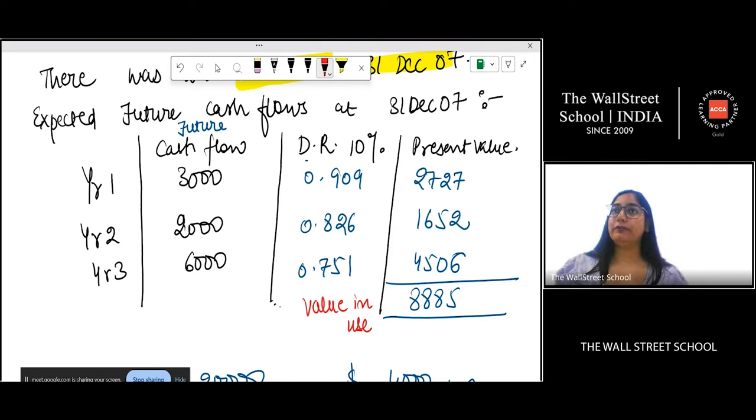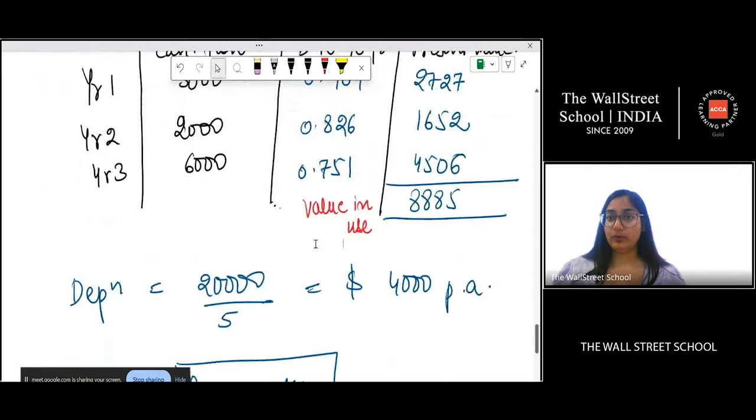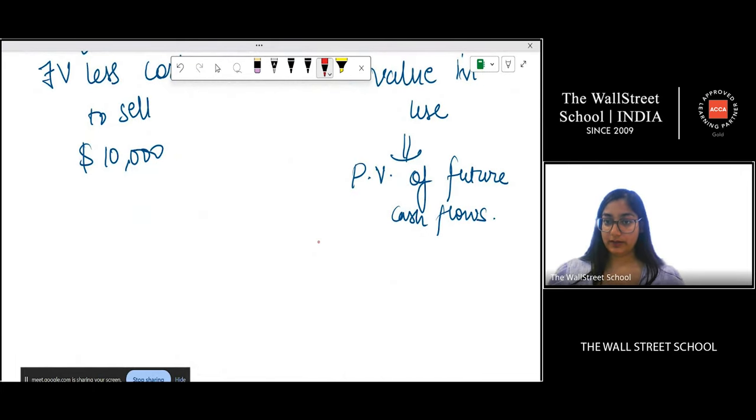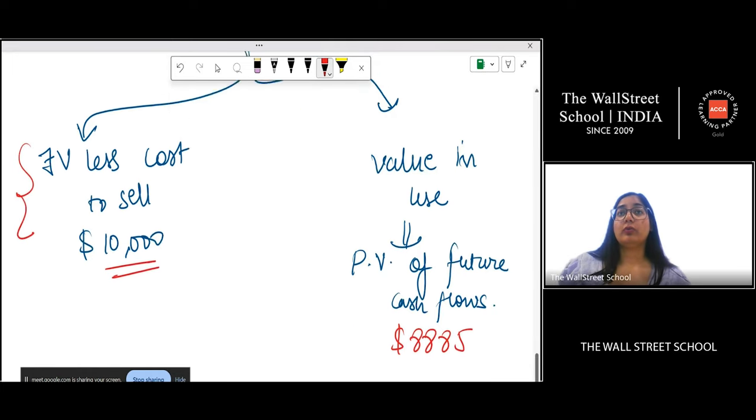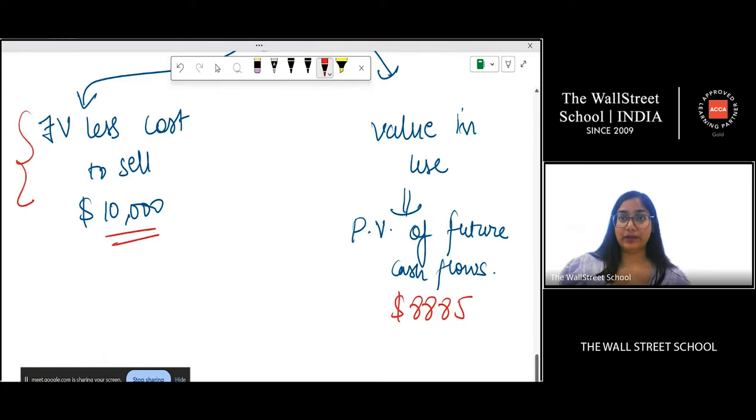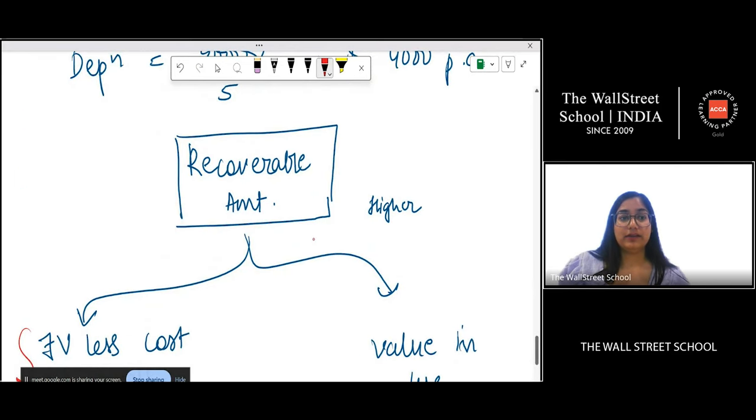Okay. So value in use is what? It's the present value of the future cash flows. So future cash flows were given in the question. Discount rate is given. All you have to do is multiply and get the present value and sum it up to get the value in use of that particular asset. Okay. So now the value in use is how much? 8,885. And the value to sell that particular asset is 10,000. So what is better, to sell that asset to get rid of it or to use it? So 10,000 is the recoverable amount that we have.